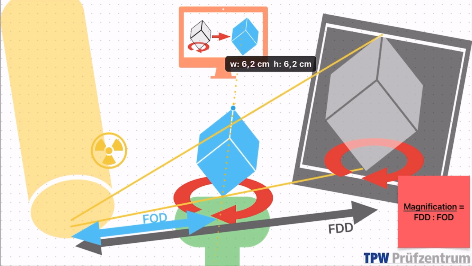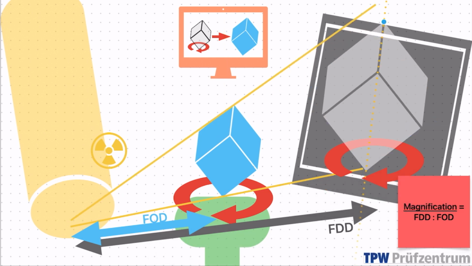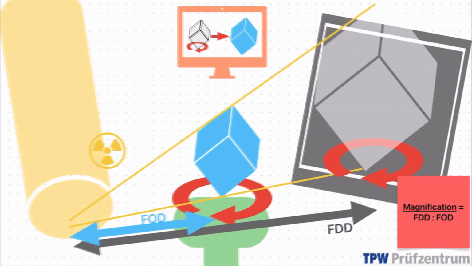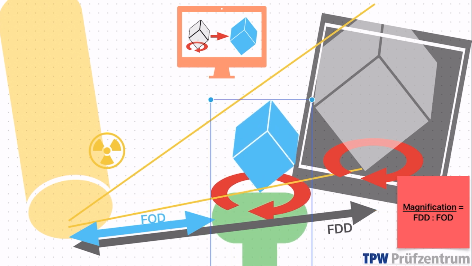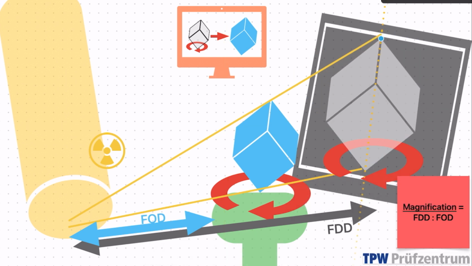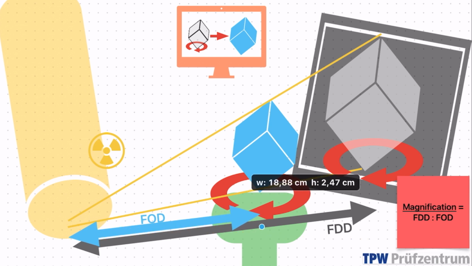So let's consider a case where the sample is larger. In this case, this sample is too large to be projected onto the detector at the current magnification. To account for this, one would have to move the sample, or the sample positioning stage with the sample, closer to the detector, and then it will fit again. Then, of course, this increases the FOD and it decreases the magnification, which is the ratio of FDD over FOD.